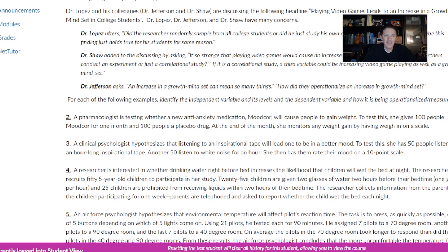Dr. Shaw was looking at internal validity, kind of how are we defining things, how are we setting up the experiment, what kind of experiment are we doing? And then Dr. Jefferson is looking at the definitions, like the operational elements of what did these things mean? How did we operationalize it? So that is construct validity. So it was external, internal, and construct.